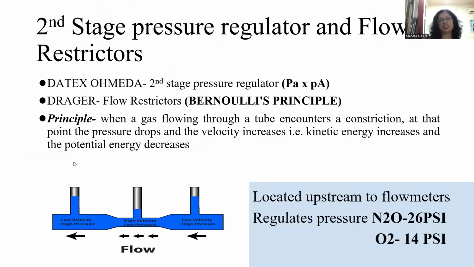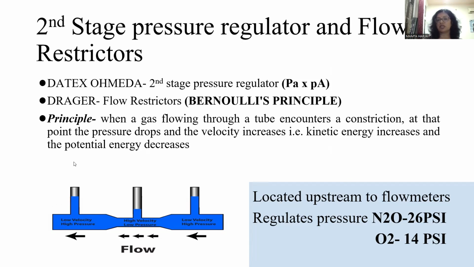In certain new machines like Datex, Ohmeda, and Draeger, there are some second stage pressure regulators and flow restrictors. Datex has the second stage pressure regulators, which work on the same principle as discussed, while the Draeger shows the flow restrictors. It works on Bernoulli's principle. We all are aware of this principle that whenever a gas flows through a tube and encounters a restriction, the pressure drops and the velocity increases.